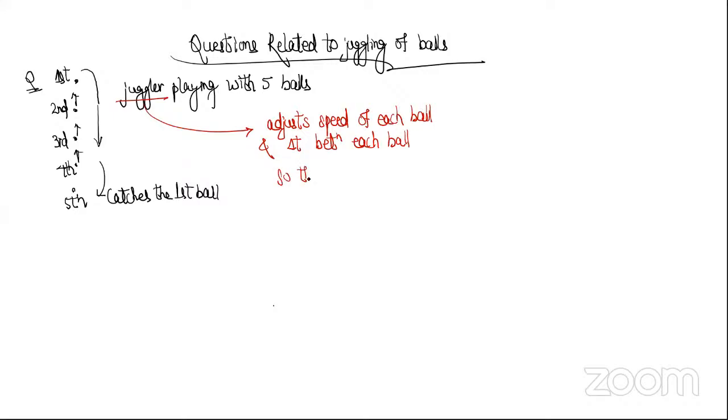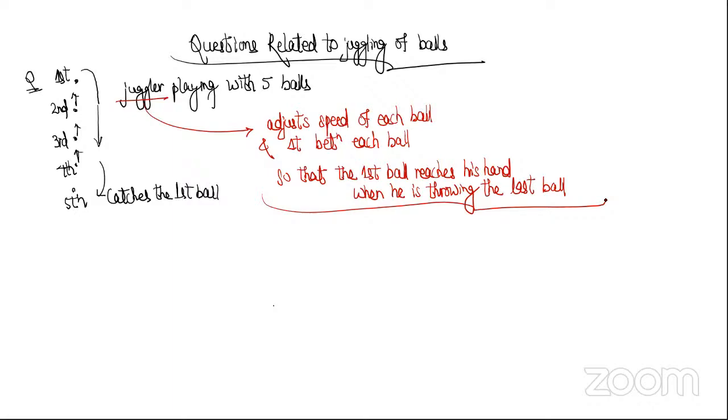So that यही तो है ट्रिक जिसको प्रैक्टिस कर करके मेहनत कर करके उसको सीखना पड़ता है. यही है वो ट्रिक. So that the first ball reaches his hand. That means the first ball completes its projectile motion when he is throwing the last ball. If you understand this, then you can solve all questions.